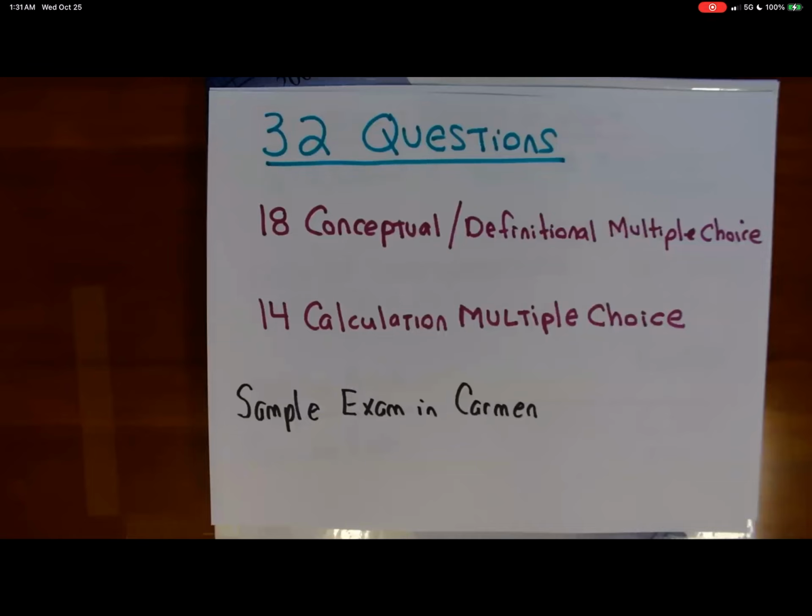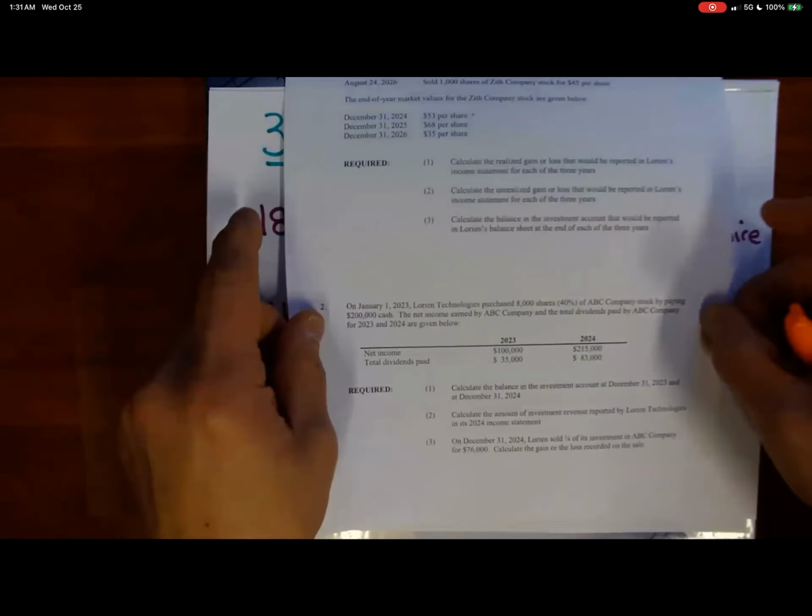And then there are 14 calculation multiple choice questions. I could give you a set of numbers kind of like this right here. Give you this information right there, and say the amount of investment revenue reported in 2023, like Davis asked about a few minutes ago, would be, and here are some choices, and you would come up with $40,000.